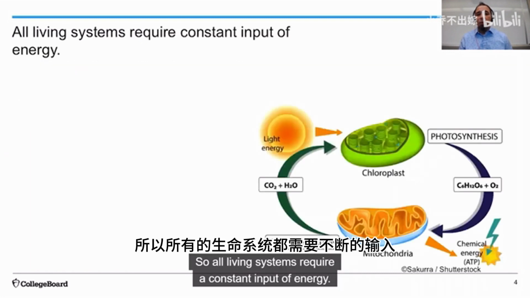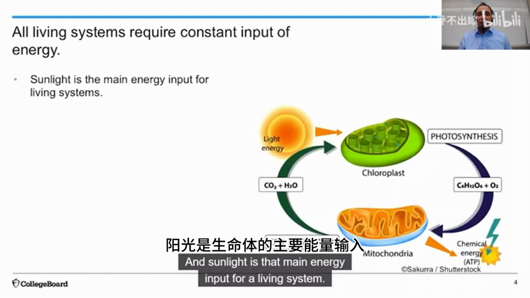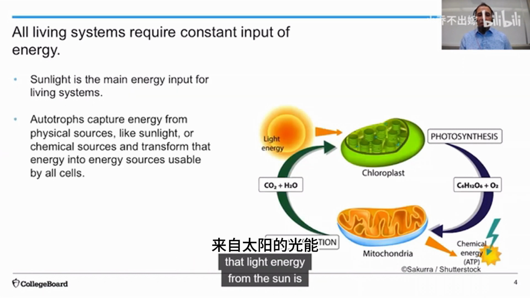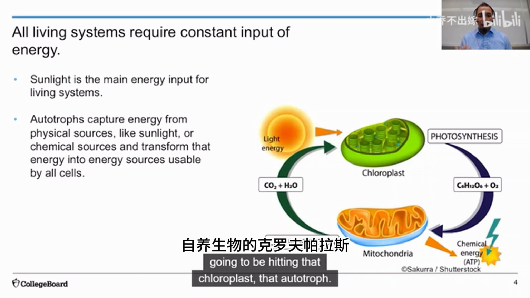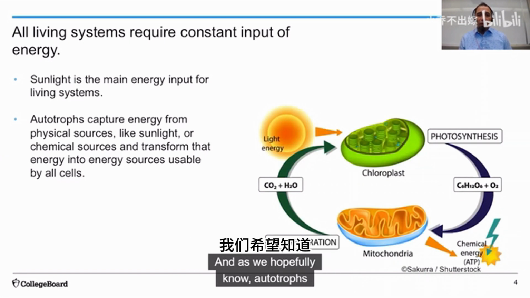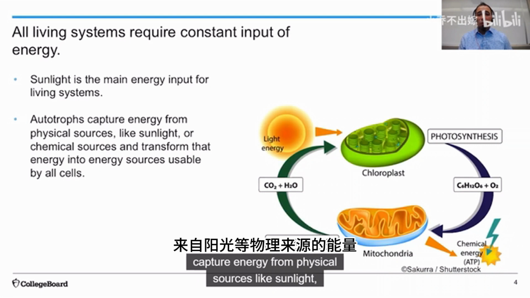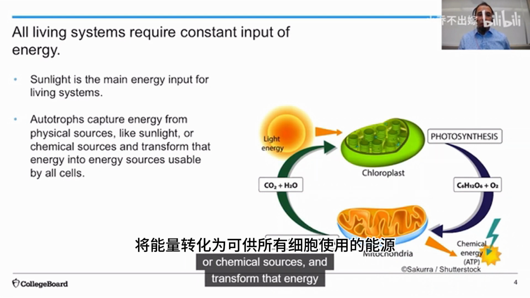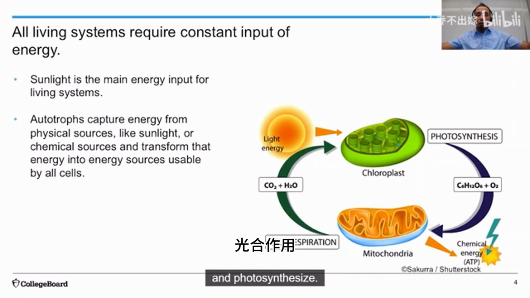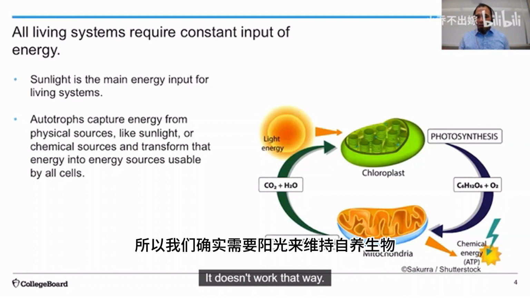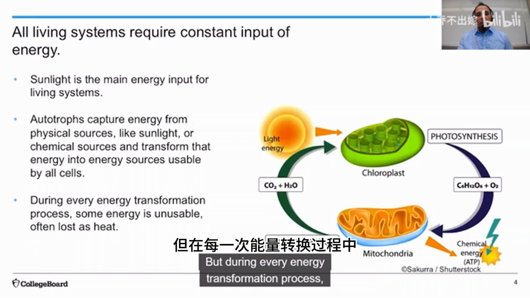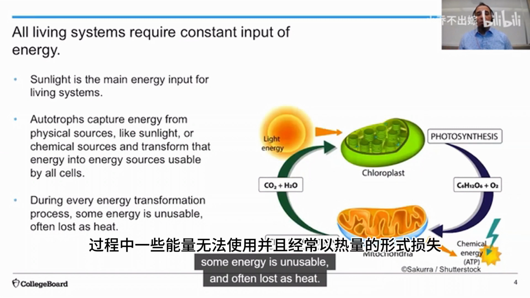So all living systems require a constant input of energy, and sunlight is the main energy input for a living system. As you can see from that diagram, the light energy from the sun is going to be hitting the chloroplast of that autotroph. And as we hopefully know, autotrophs capture energy from physical sources like sunlight or chemical sources and transform that energy into an energy source usable by all cells. It would be nice if we could just go out in the sun and photosynthesize. It doesn't work that way. And so we do need sunlight for autotrophs. But during every energy transformation process, some energy is unusable and often lost as heat.